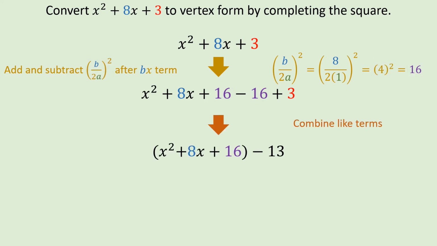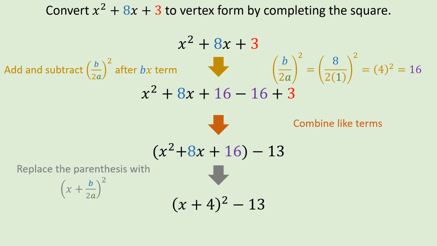Next, I added this step of combining like terms, essentially just combining the negative value we just put in with the c value we had from the start. So negative 16 plus 3 is negative 13. And then I just put parentheses around the other part because that's specifically what we're going to be factoring. And so our final step here is factoring the stuff in parentheses, which in this case factors to x plus b over 2a, squared. And b over 2a is positive 4. So it factors to x plus 4 squared. And so x plus 4 squared minus 13 is our vertex form of our quadratic expression here.